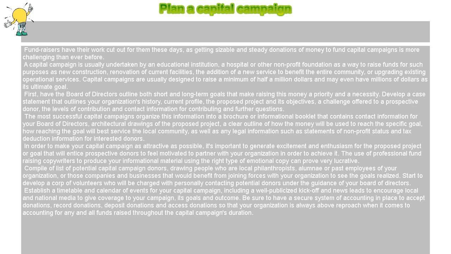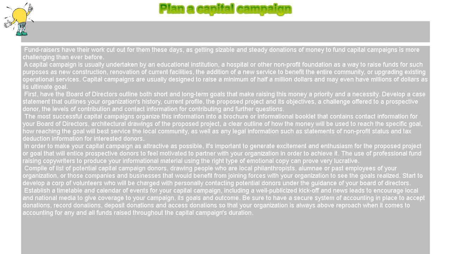architectural drawings of the proposed project, a clear outline of how the money will be used to reach the specific goal, how reaching the goal will best service the local community, as well as any legal information such as statements of nonprofit status and tax deduction information for interested donors.